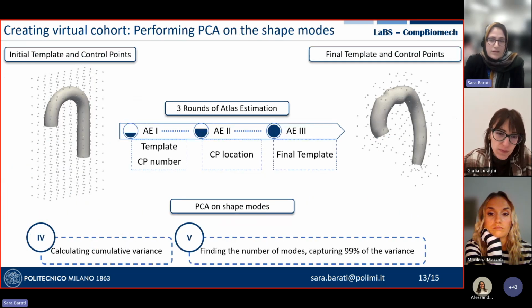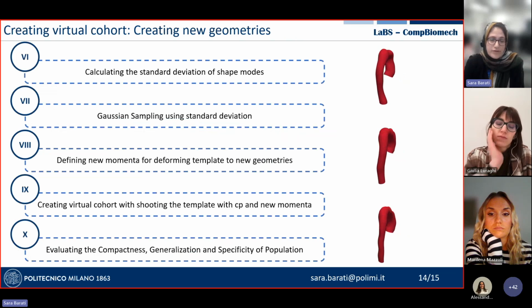And then, after doing 3 rounds of atlas estimation and with the final template and control points, we also do the principal component analysis on the shape modes that we get from the original patient geometries. Calculating the cumulative variance, we choose the shape modes that capture 99% of the variance in shapes, and it gives us the opportunity to create more geometries with these shape modes.